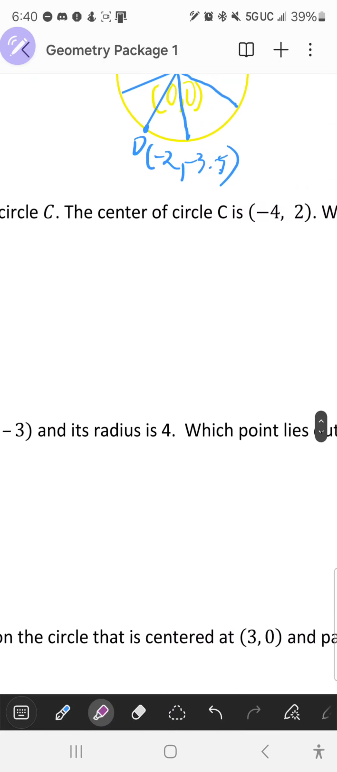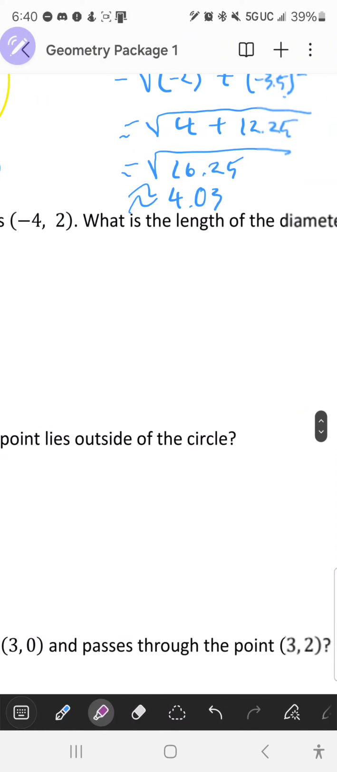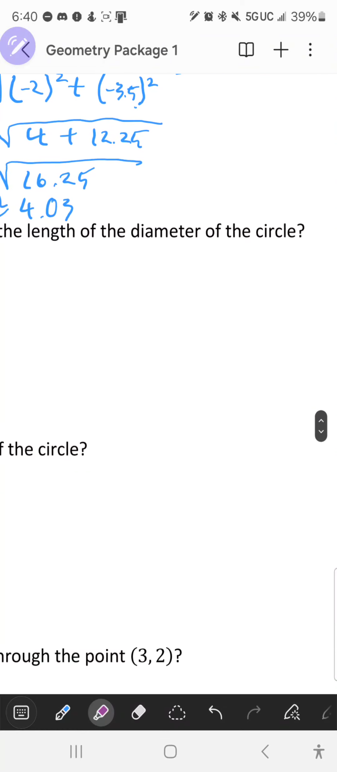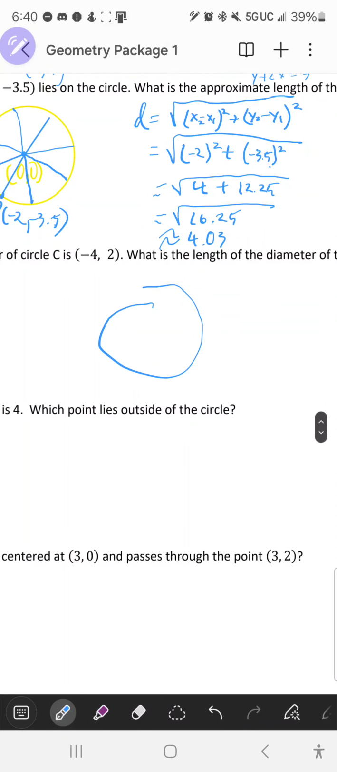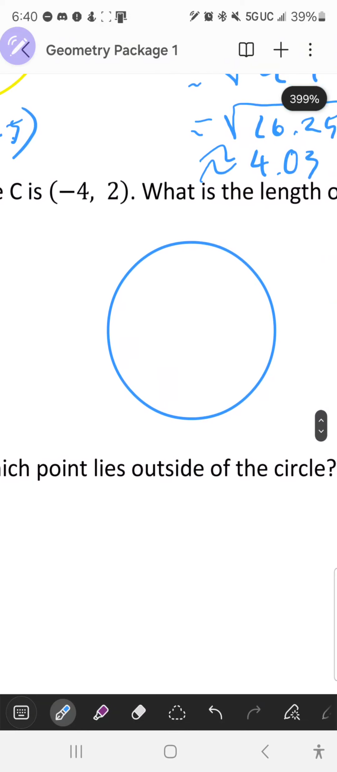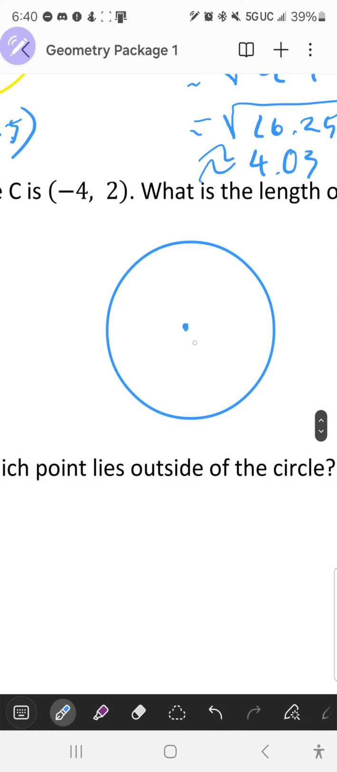Now, point A is located on circle C. The center of circle C is (-4, 2). What is the length of the diameter of the circle? Now, I'll draw another circle. This is the center, C, and this is (-4, 2).